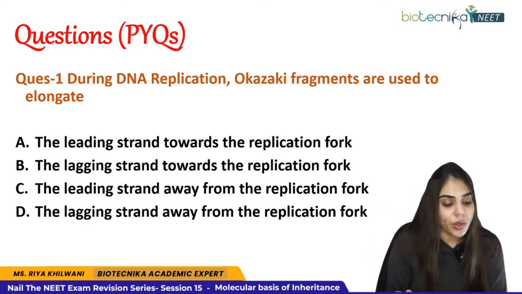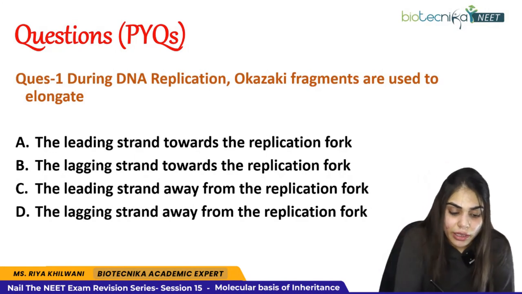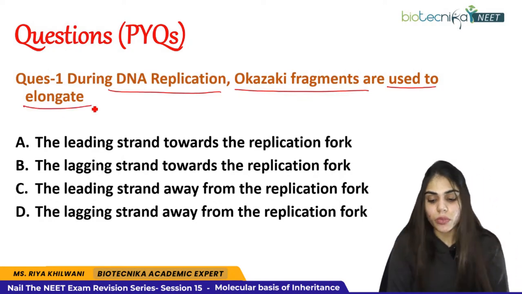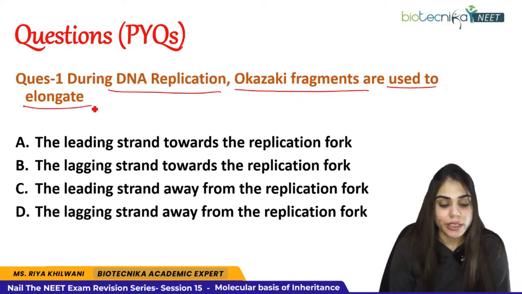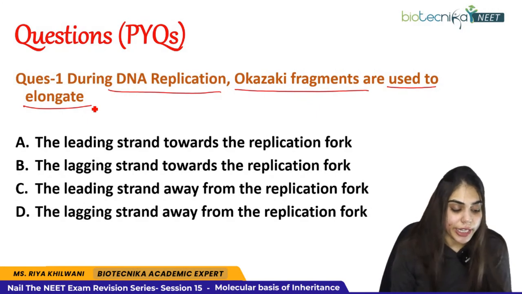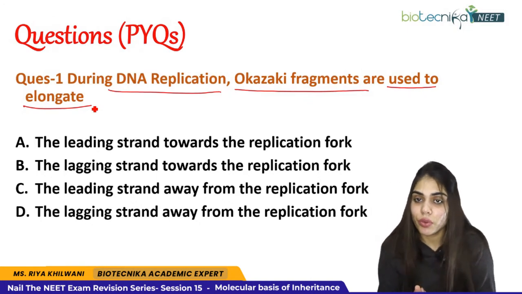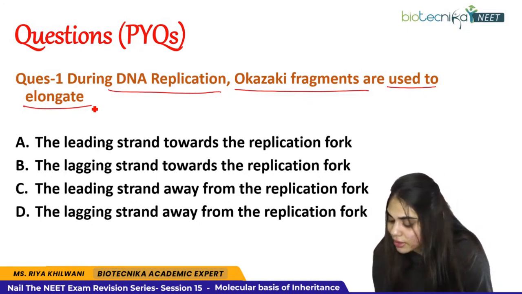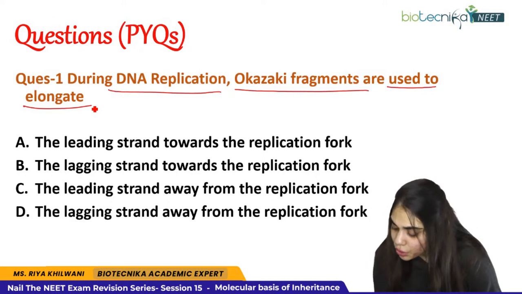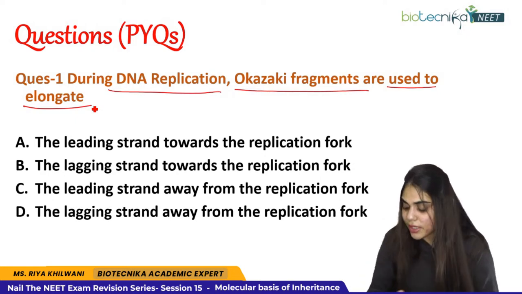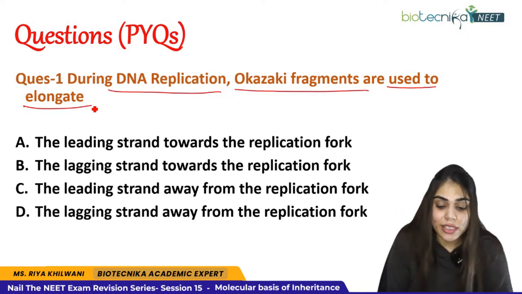The first question you have on your screen is: during DNA replication, Okazaki fragments are used to elongate. The Okazaki fragments are formed, and they are used to elongate. Option A, B, C or D? So I want answers from every one of you. Please answer what is the correct answer for question number one. Rishu, Selva. Yes, Selva, come on, guys. What is the answer for this question?